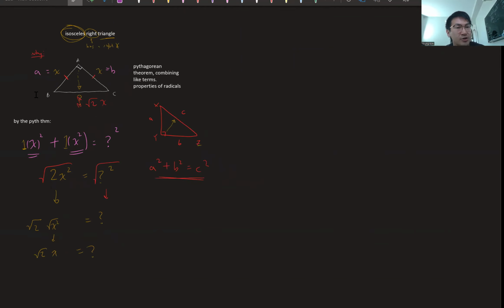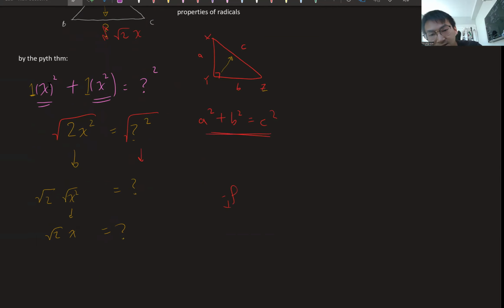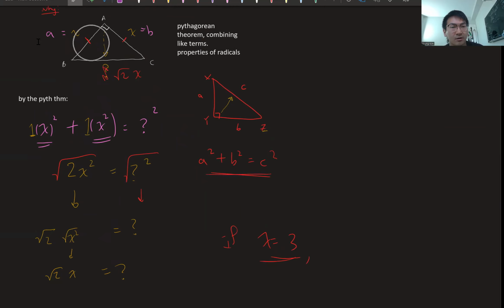Or what are the applications? Well, anytime you have an isosceles triangle, and I give you one of these sides, like if x is equal to 3, for example, then we can find all of its sides. So if x is equal to 3, then this becomes 3, this becomes 3, and this becomes this weird number, square root of 2 times 3. Or more commonly they'll write it like this: 3 radical 2, which is the same thing, 3 square root of 2.